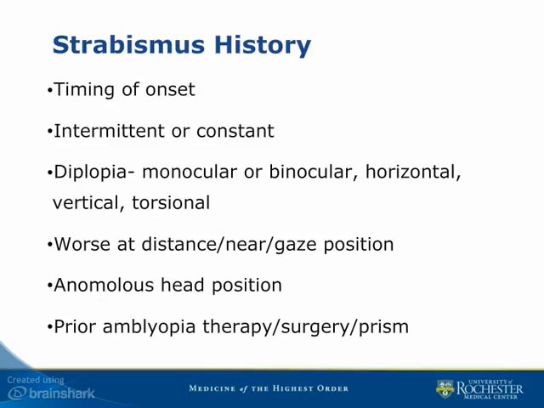Is the eye turn intermittent or is it constant? When the patient complains of diplopia, is it monocular or binocular? Is diplopia horizontal, vertical, or torsional? Is the strabismus or diplopia worse at distance or near, or in a certain gaze position? Does the patient adopt an anomalous head position to get their eyes straight? And is there any prior amblyopia therapy or surgery or prism wear?